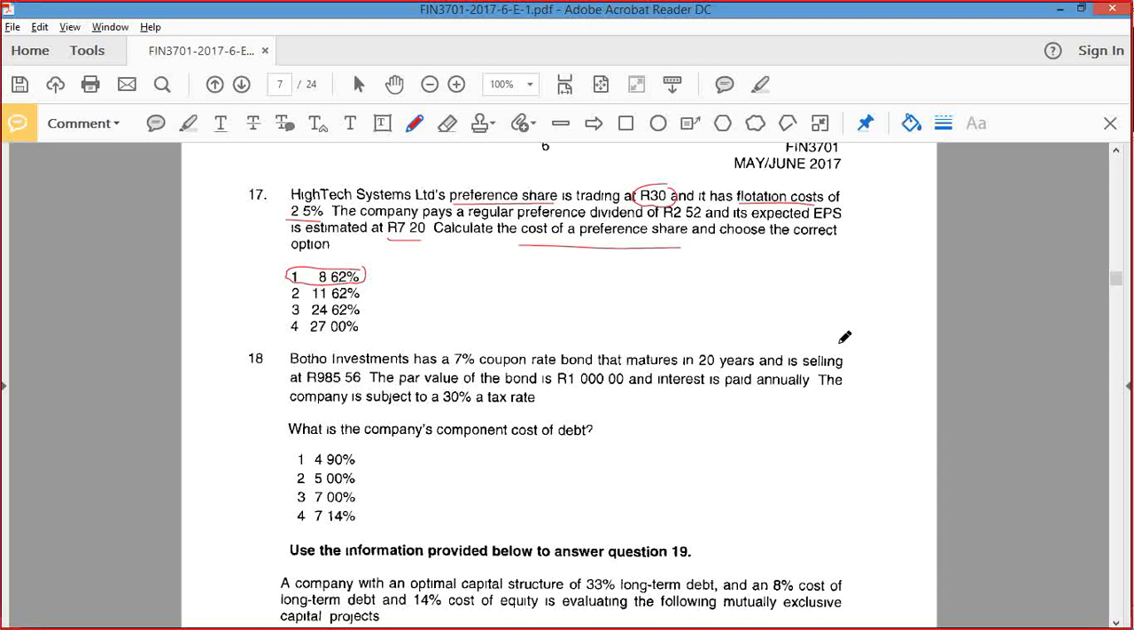But if we had two projects where we could only choose one, and we had one that had 8.62% and one that had 9%, we'd go for the one with 9% because it's actually a higher rate of return. That's assuming that projects A, B, and C are being financed through the issue of preference shares.